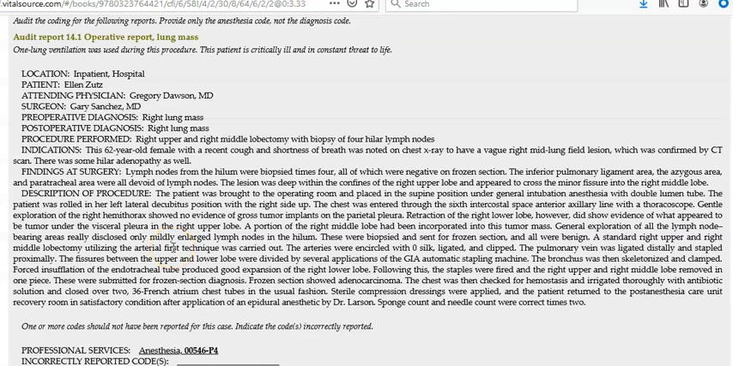Hello everyone. In this video we are going to look at how to audit an anesthesia report, report 14.1. So let's go ahead and look at this. At the top of our report it tells us one lung ventilation was used during this procedure. The patient is critically ill and is in constant threat to life. So when we're coding for the anesthesiologist, as in this case, we are just coding or just reporting the anesthesia.